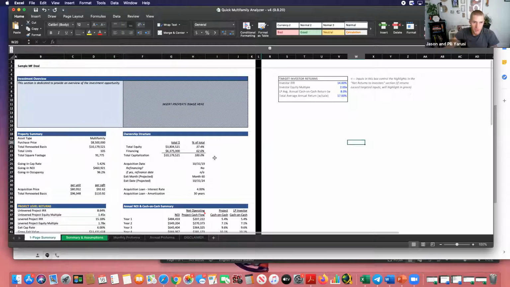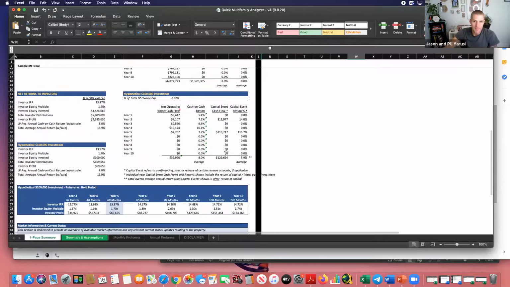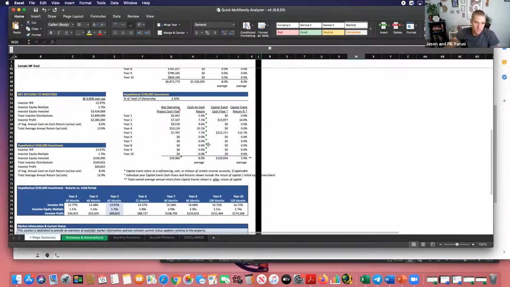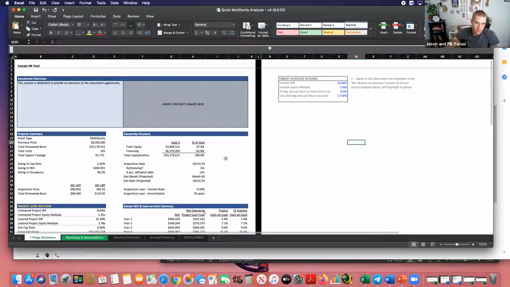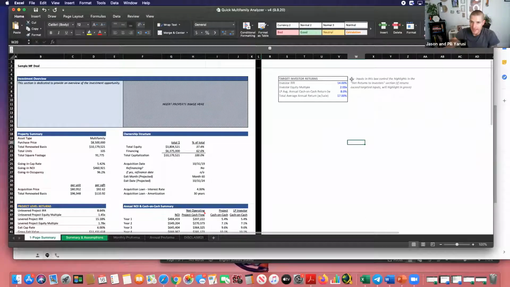So page 1, here's a cool thing. You now have the ability to create a 1-pager for your property when you have a deal that you want to put out to your investors. On this sideline here, you're going to put in the metrics that you're trying to hit for your deal. So if you're looking for investor returns of 14, investor multiples of 2, cash on cash without the sale of 8, and average annual return with the sale of 17, you'll plug those in.